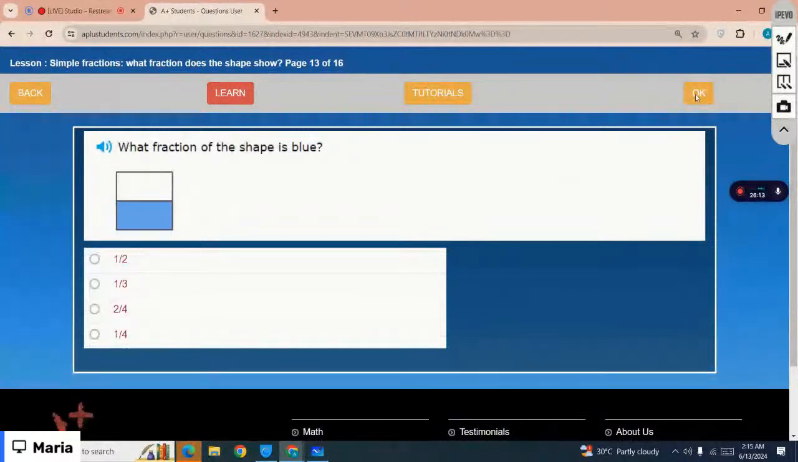What fraction of the shape is blue? Half of the shape is blue, right? You can write it as 1 by 2. 1 by 2 is half of 1, right? So the correct option is 1 by 2.